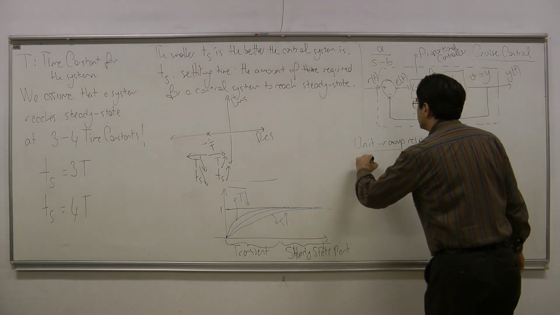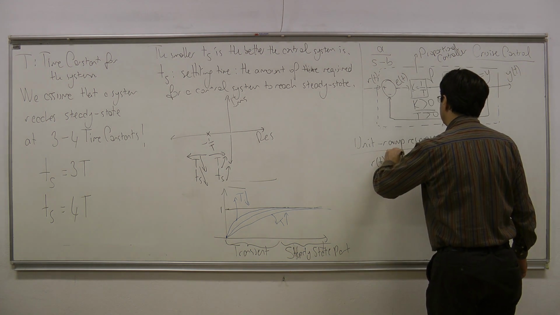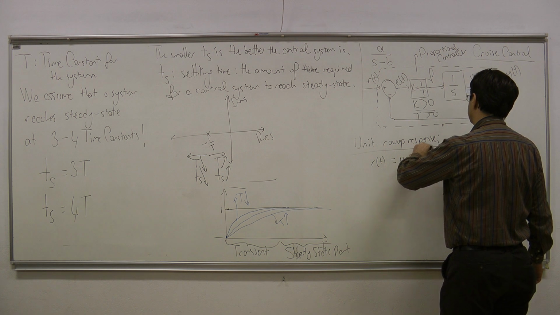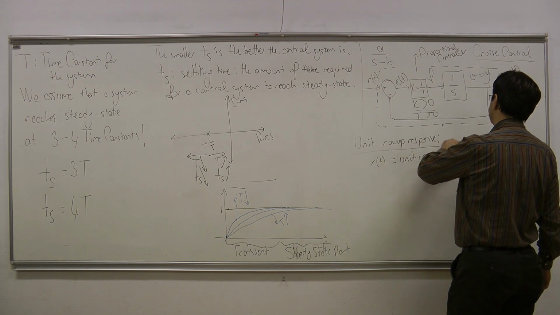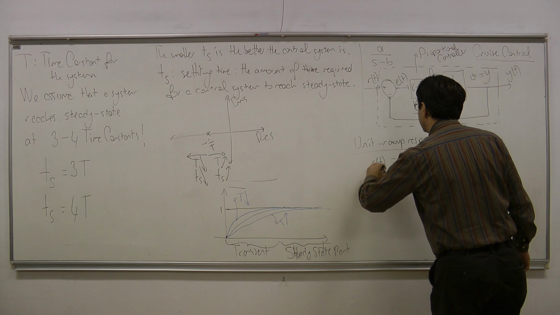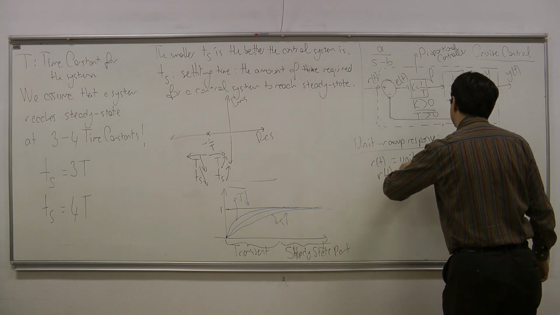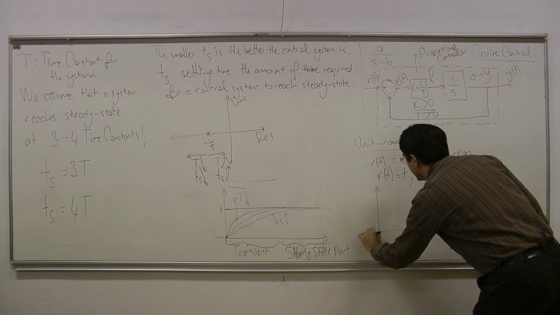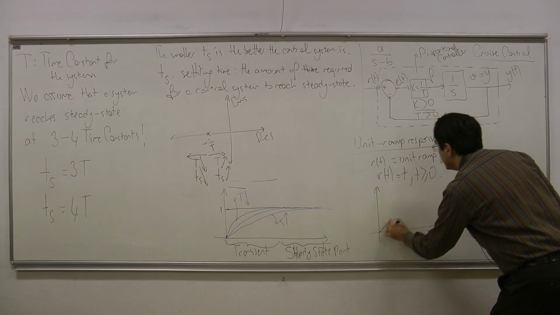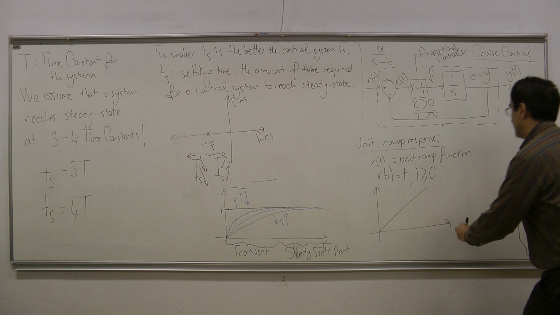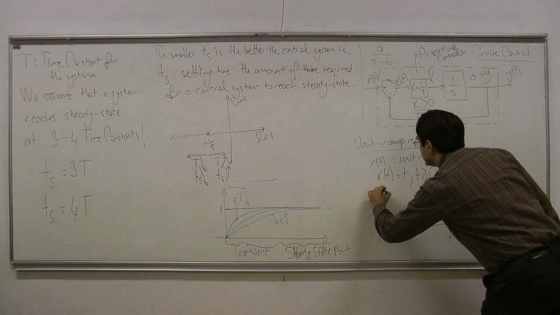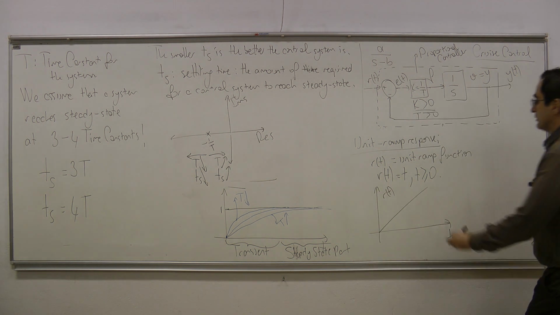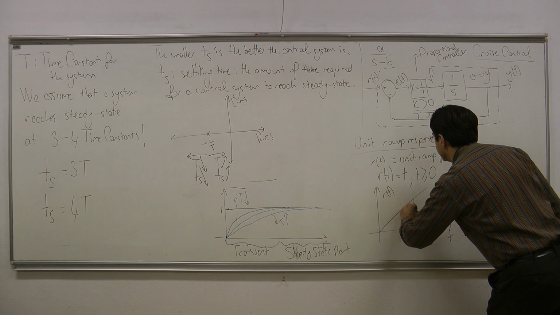In this case, our reference signal is going to be the unit ramp function. What is the unit ramp function? R of t is t for t larger than or equal to 0. If I try to draw it, the unit ramp function is something like this. So that is our input, and here the slope is 1.